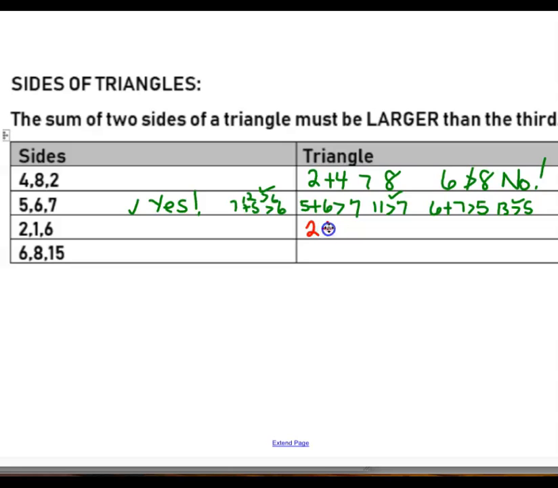We start with the two smallest. 2 plus 1 is greater than 6. And we know 3 is not greater than 6. So no triangle is going to form. The last example, the same thing. I am going to start with the two smallest. So I have 6 plus 8 is greater than 15. And I know 6 plus 8 is 14, which is not greater than 15. So it is not going to work. The minute the sum of two sides is not greater than the third, it is not a valid triangle.